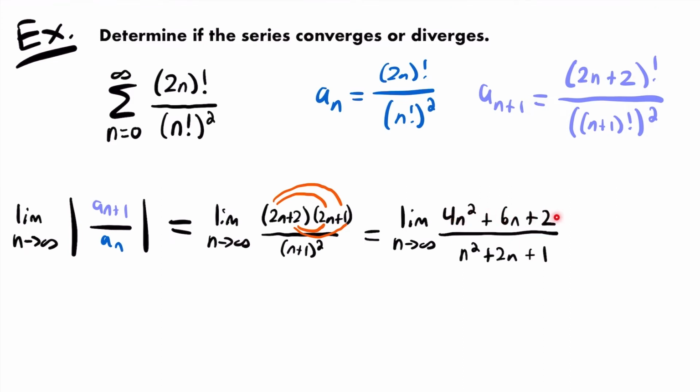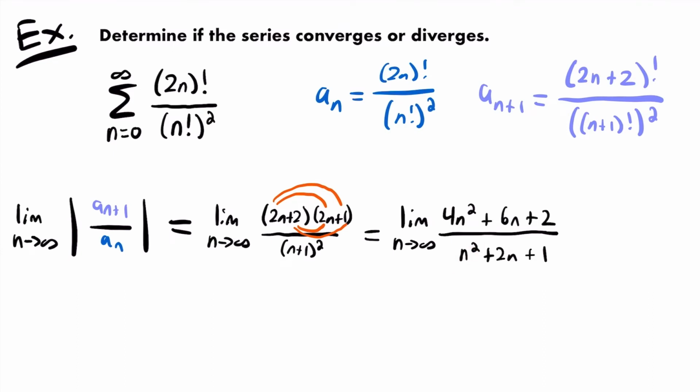at each of the terms in the numerator and denominator, because what we have here is a rational expression with an algebraic numerator and denominator that we can easily evaluate as n approaches infinity by looking at the highest powers of n in the numerator and denominator. And in this case, the highest power of n in the numerator is n squared, and the highest power in the denominator is also n squared.